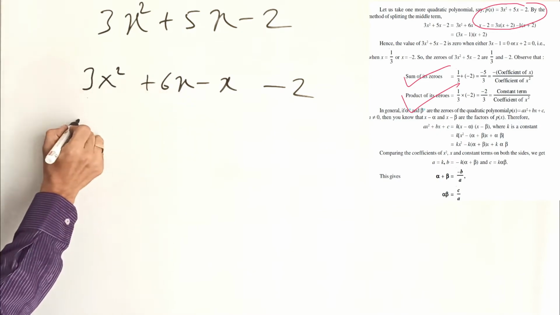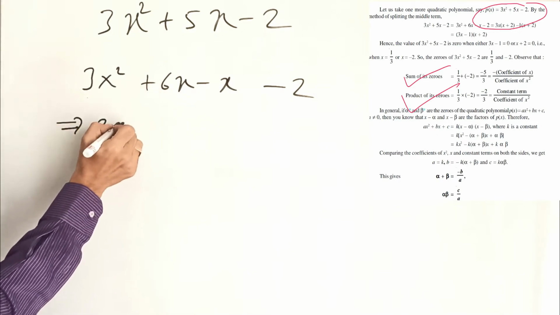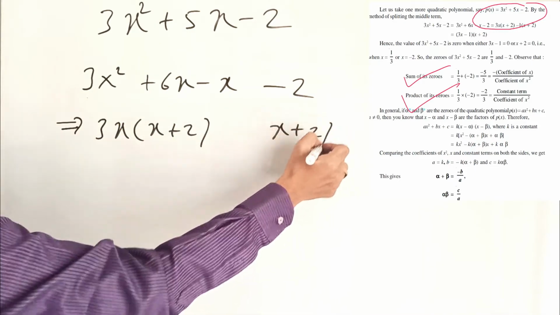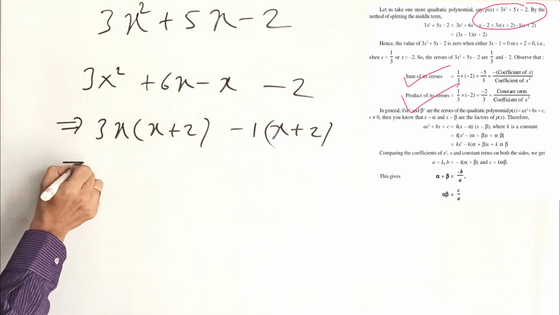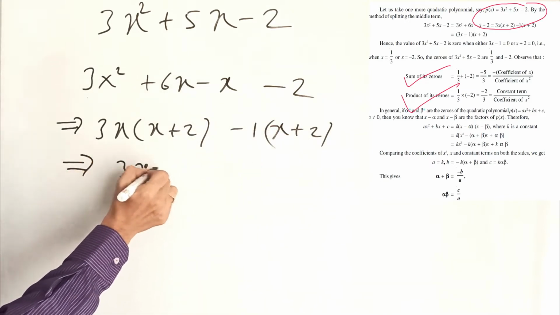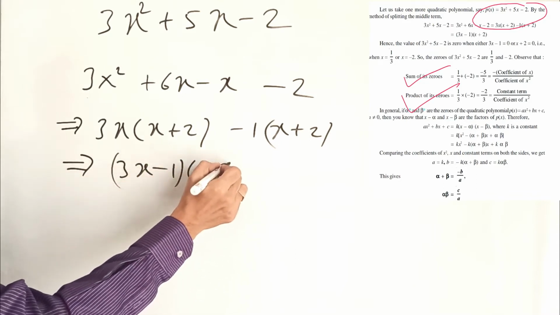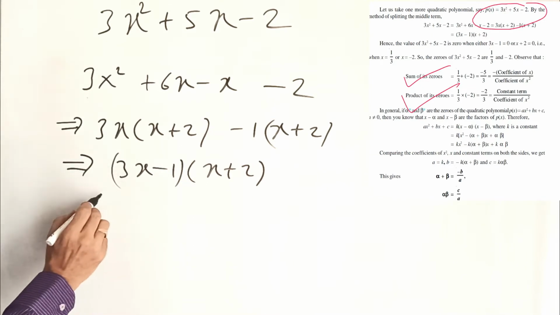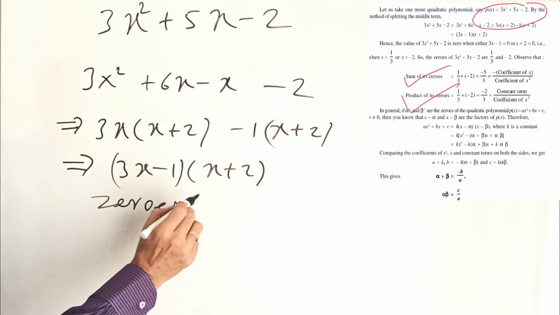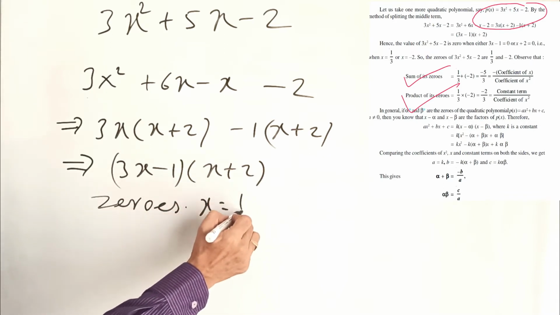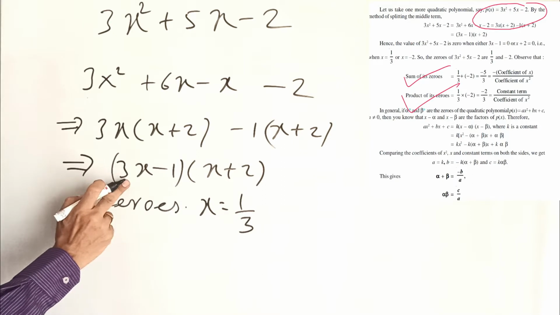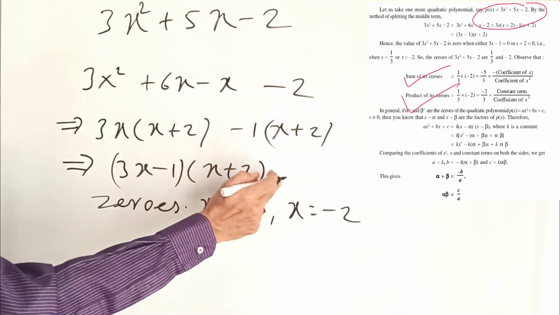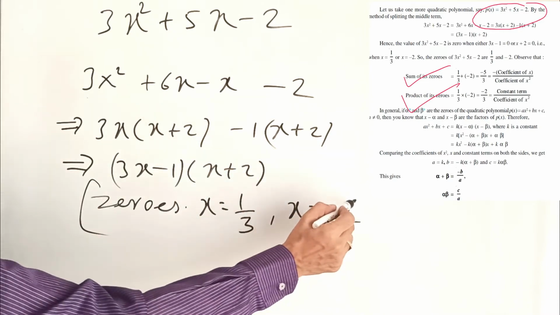Okay, now make the pairs. What is common here? So it is 3x, x plus 2, and here also x plus 2, and the common is -1. So 3x minus 1 and x plus 2 are the factors. Now the required zeros are x equal to 1/3 because 3x minus 1 is equal to 0, and the other x is equal to -2 because x plus 2 is equal to 0. So these are the zeros.